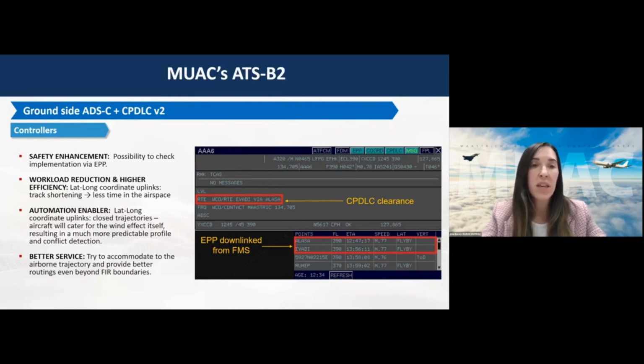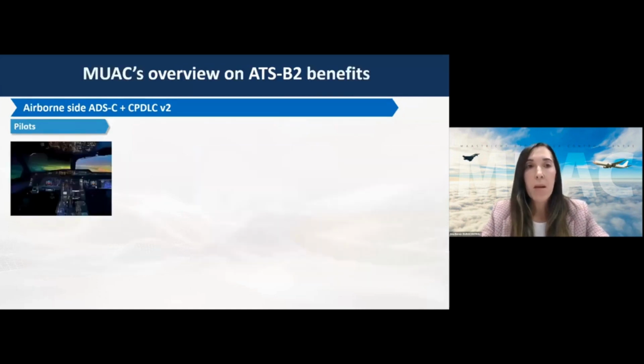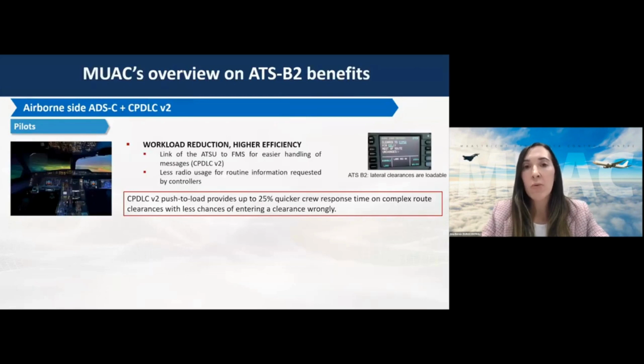Apart from that, we see this as the first step for automation on the system, and controllers can provide a better service because they can try to give more shortcuts when they see the EPP trajectory, even going further into our airspace. And also they can try to accommodate for less steep climbs and less steep descents. For the pilots, this also brings workload reduction and higher efficiency. The lateral clearances being loadable is a big advantage.